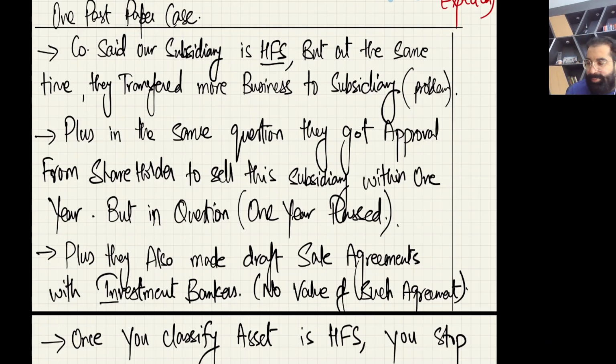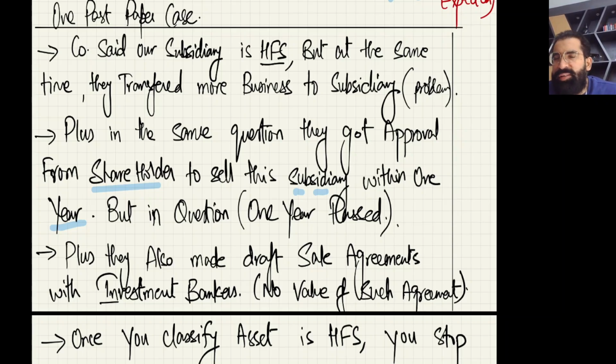So when this question came, we had to write that this first point is against held for sale. Plus, in the same question, they got approval from the shareholders to sell the subsidiary within 1 year. It was written clearly in the shareholder approval to sell that asset within 12 months.